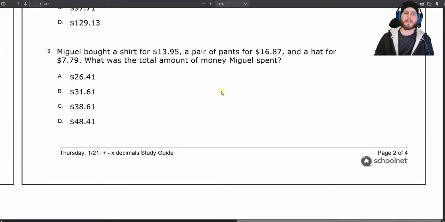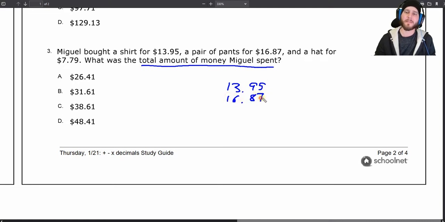Number 3, Miguel bought a shirt for $13.95, a pair of pants for $16.87, and a hat for $7.79. What is the total amount he spent? This is an addition problem. We are adding $13.95, $16.87, and $7.79. That is how this problem should be set up, with my decimals lined up, not my numbers.